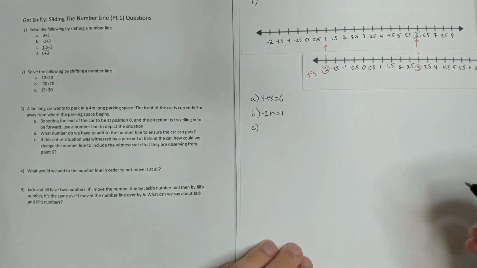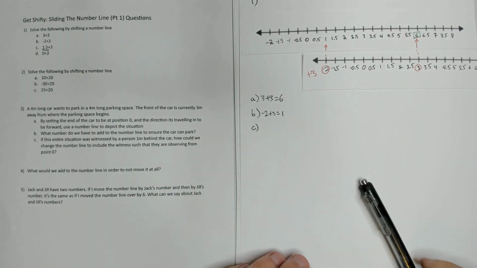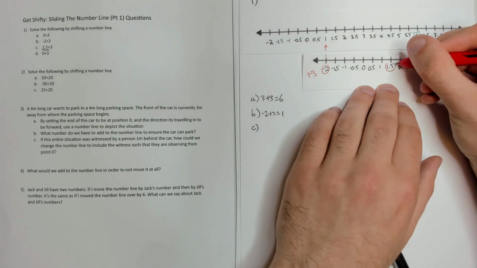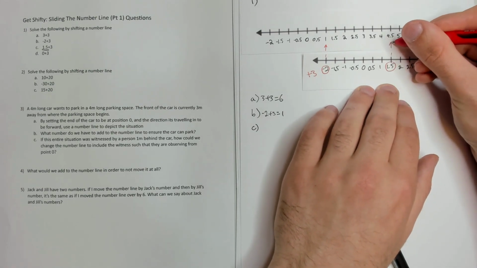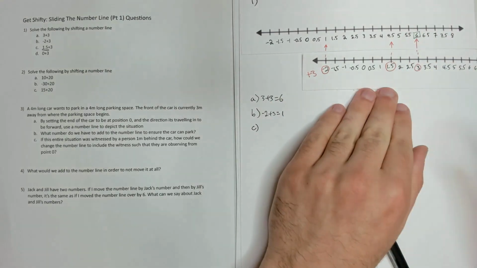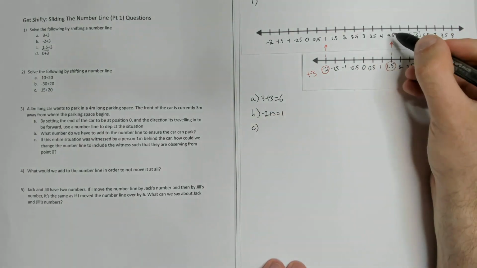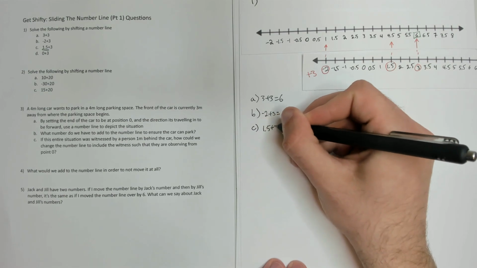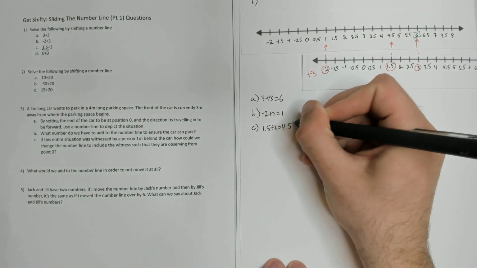And then for C, now this is where we have a decimal involved. We have 1.5 plus 3. So we have 1.5 here. We added 3 to it by shifting the number line, and that got us to 4.5. So we have that 1.5 plus 3 has to equal 4.5.